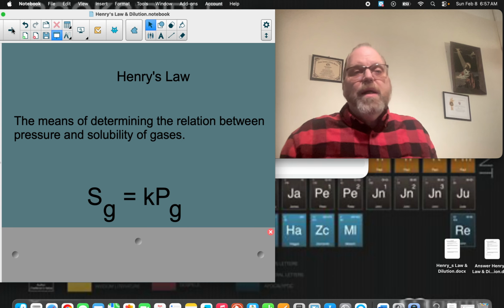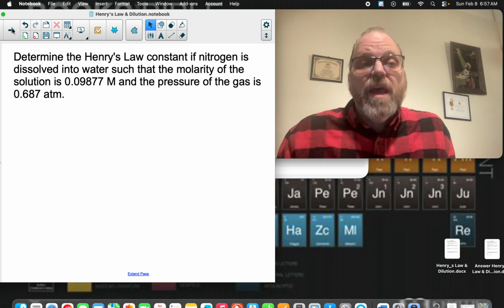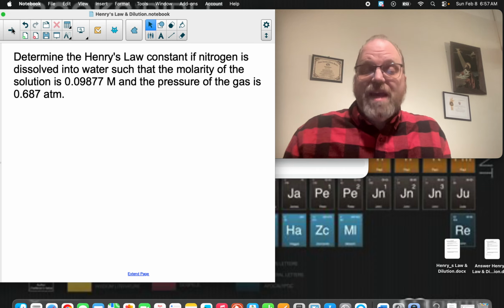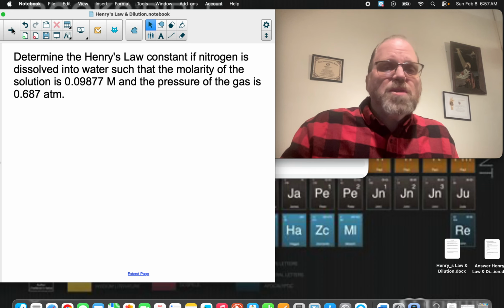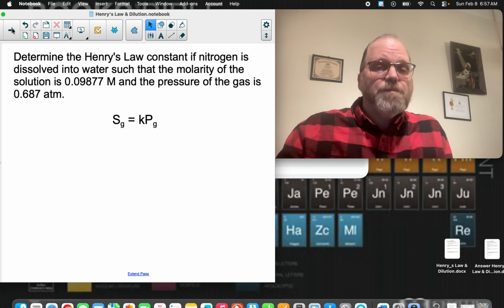All right, now, let's take a look at a simple problem here. Determine the Henry's Law constant if nitrogen is dissolved in water such that the molarity of the solution is 0.09877 molar and the pressure of the gas is 0.687 atmospheres. All right, so we start with our equation: S of G is equal to K times P of G.